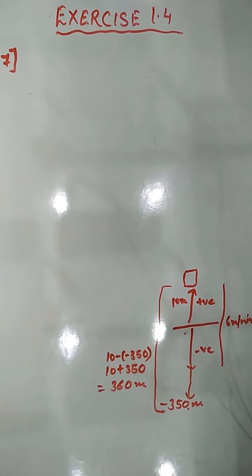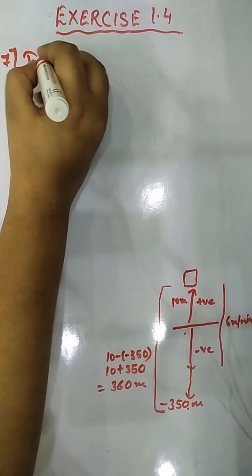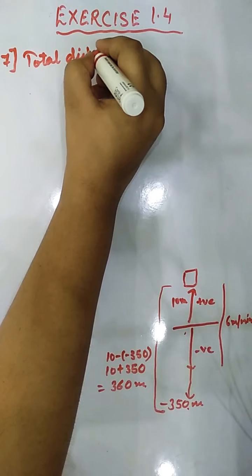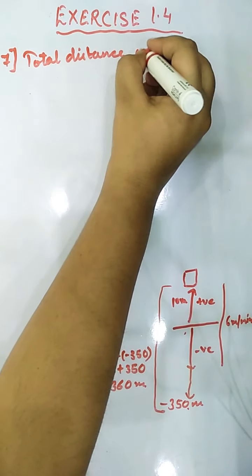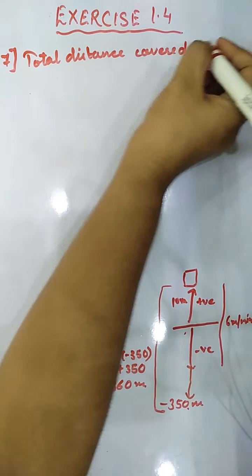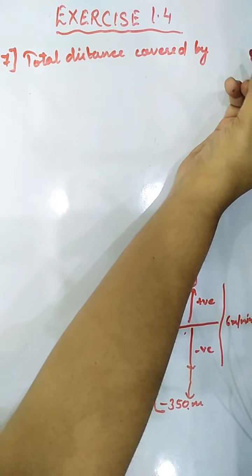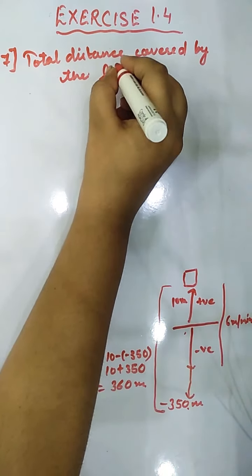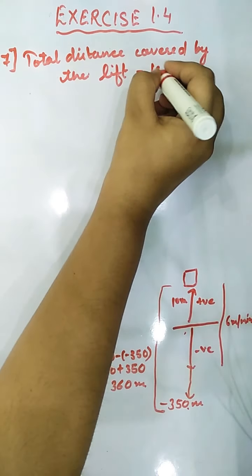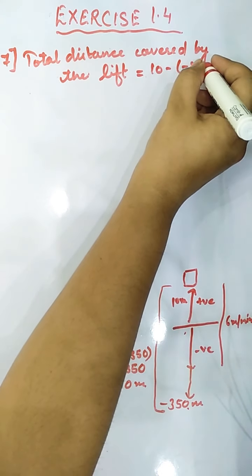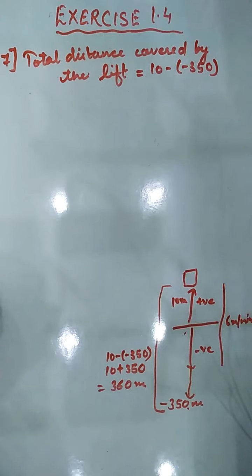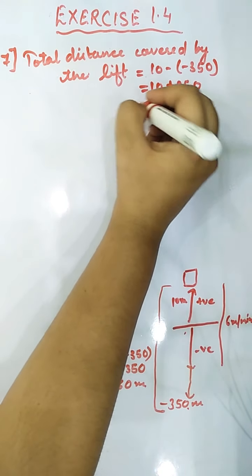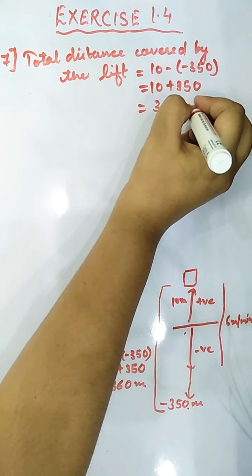Question number 7. Total distance covered by the lift is how much? You will write 10 minus minus 350. So this will be 10 plus 350, that is 360 meter.